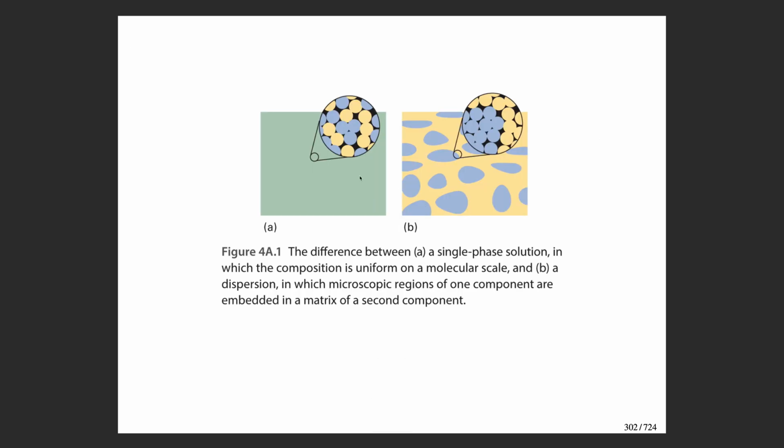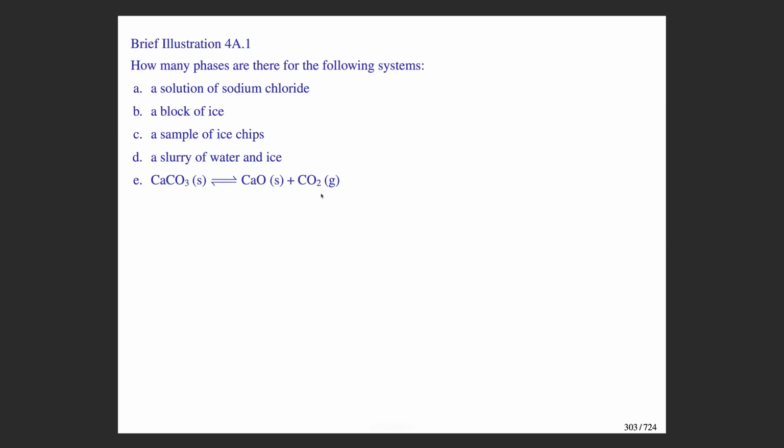And so here's just a cartoon diagram illustrating the difference between a homogeneous solution and a heterogeneous solution, where you can visually detect, even though it may be difficult, you can actually distinguish one phase from another. For a solution, all of the molecules are uniformly mixed around, and so you can't distinguish one part from another at the macroscopic level. So here, just a qualitative question: how many phases do we have for the following systems?